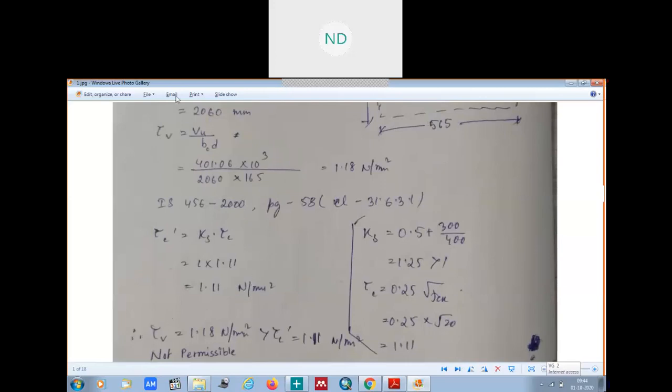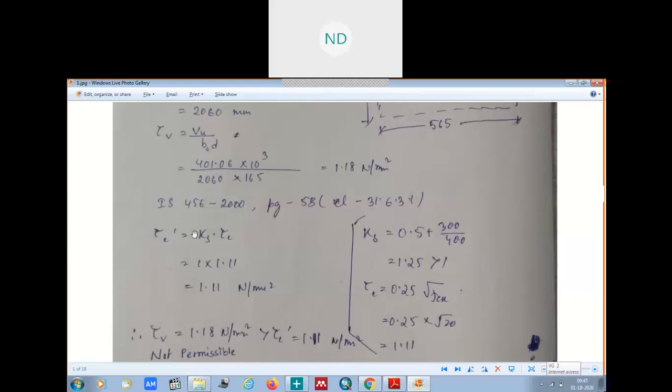Now if we compare this tau value which we had calculated here, the shear stress according to the flat slab dimension, the column, the critical section. At the critical section, this was our shear stress, 1.18 Newton per millimeter square. This is greater than our tau c dash, which is 1.11. So this is not permissible. If this tau c had been greater than the shear stress at the critical section, then this shear stress would be permitted.